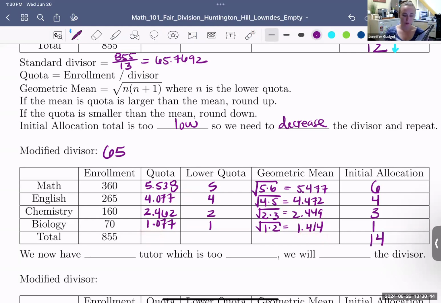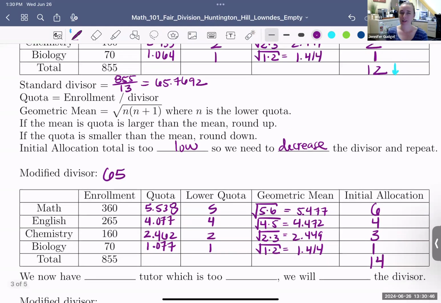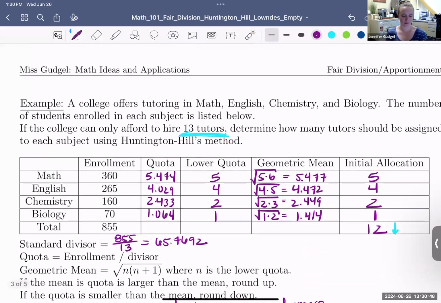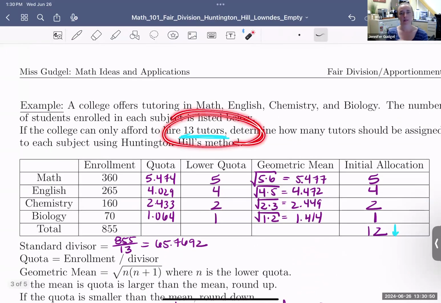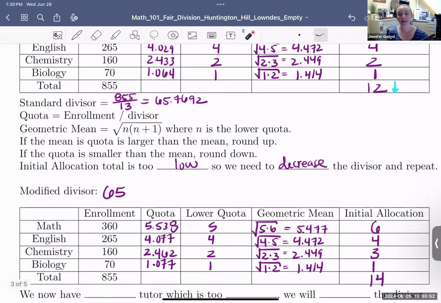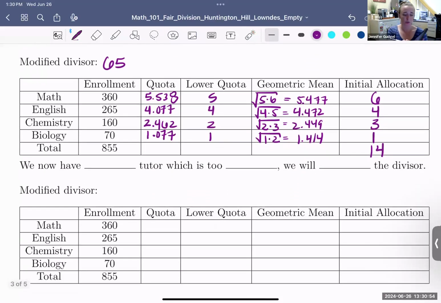So we have 14 now. How many tutors were we allowed to assign? 13. So this is too big. We assigned an extra tutor that the school cannot hire. We now have 14 tutors, which is too many. We need to increase the divisor.